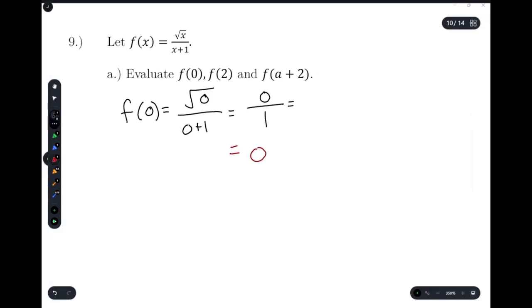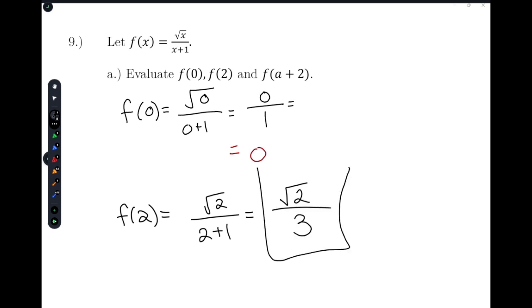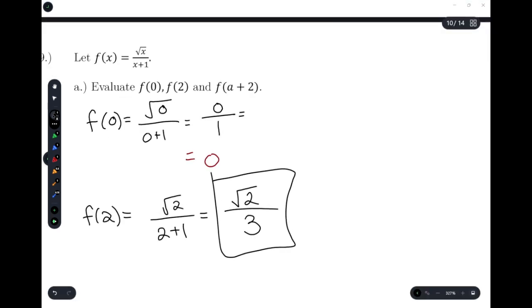What about F of 2? We're going root 2. You know what root 2 is? No, nobody knows what root 2 is. It never ends. You know an approximation of root 2 if I round it to the tenths, hundredths, thousandths, 10,000ths. But you don't know what root 2 is. Neither do I. Leave it alone.